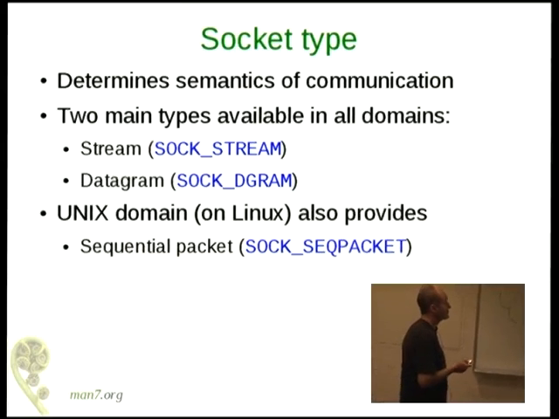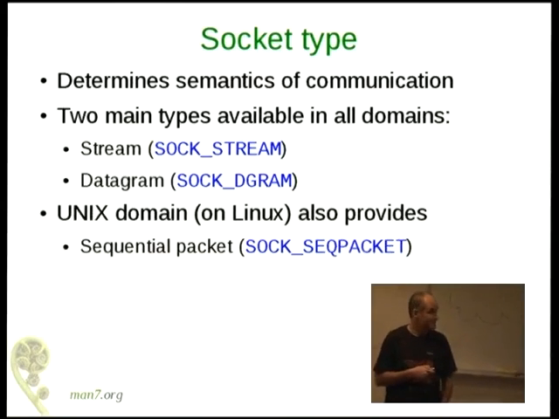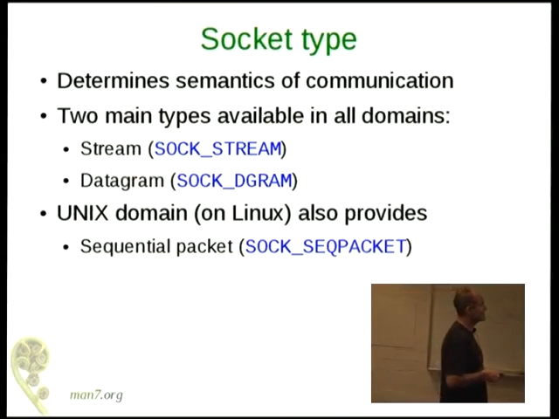And you've got 2 main types available. You've got stream sockets, which are byte stream, and you've got datagram sockets, which are message oriented. Some systems, including Linux, provide other socket types. One socket type that you find on Linux with Unix domain sockets is sequential packet socket. And a sequential packet socket, as I'll mention a bit later on, is sort of like a cross between these 2. It falls somewhere in between.